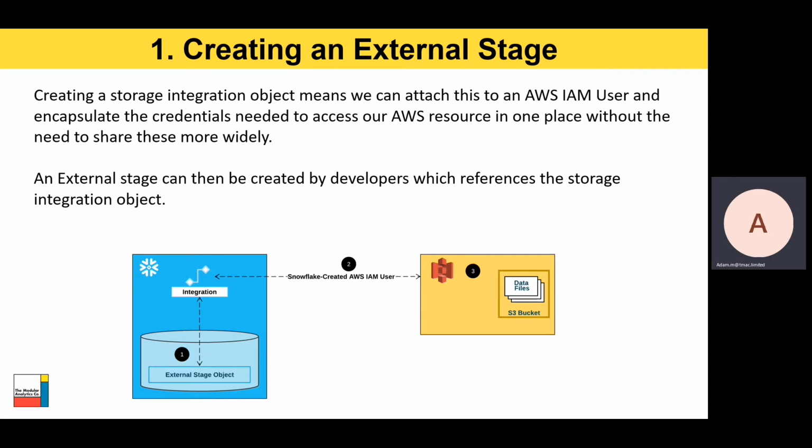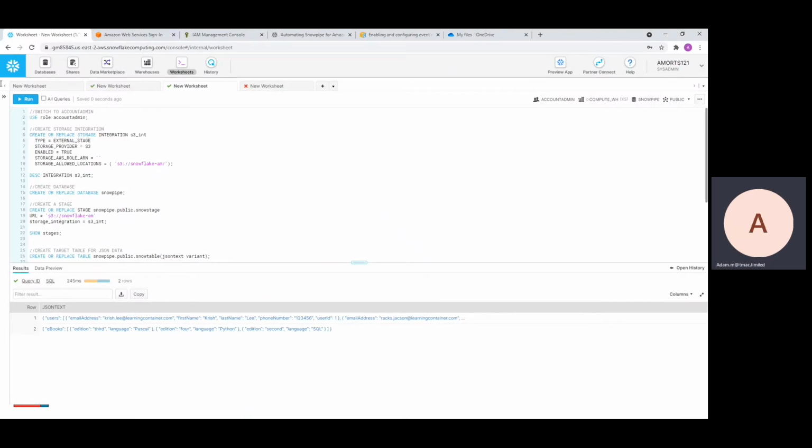Step 1 is creating an external stage. So we've created a storage integration object, which I'll show you in a second in the web UI, which means we can attach this to an AWS IAM user and encapsulate the credentials needed to access our AWS resources in one place without the need to share these more widely. Then an external stage can be created by the developers, which references the storage integration object as the diagram below shows. So in Snowflake, we have our external stage object that points to a storage integration object, which maps across directly into AWS as an IAM user, and that then can access our files in the S3 bucket. Let's head over to Snowflake in the UI now so we can take a look at some of these objects.